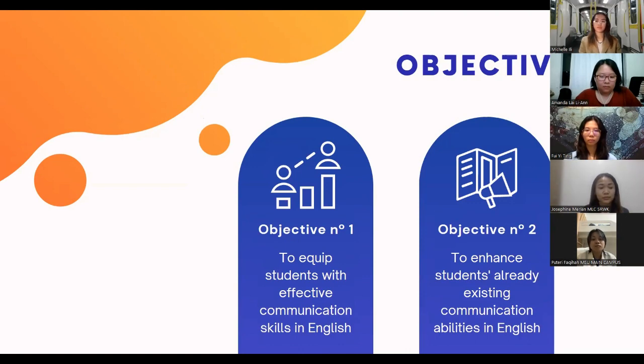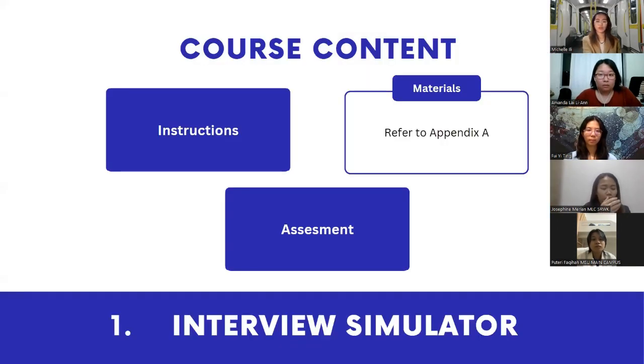Thank you, Amanda. So going into course content 1, which is the interview simulator. The instructions for this course activity are that the participants will be given a worksheet and they will listen to an audio and fill in the blanks in the worksheet. The audio will be played twice, and after the listening session, a number of participants will be called randomly to the front to reenact the scenario in the worksheet. One participant will be the interviewer and one will be the candidate when they are reenacting the scenario.